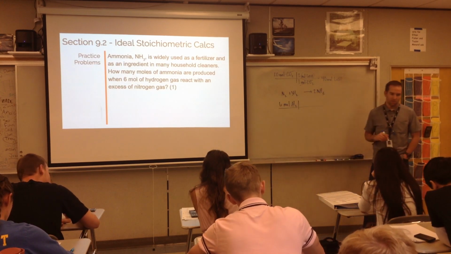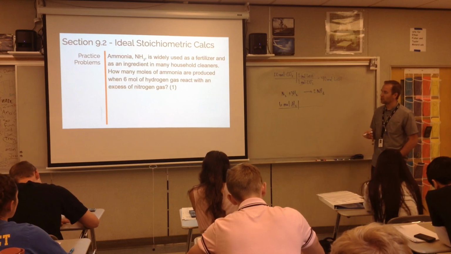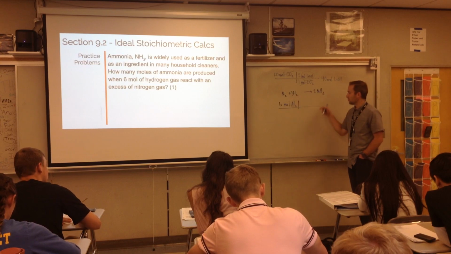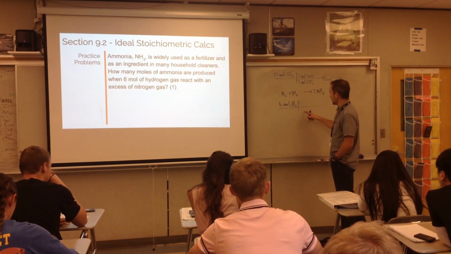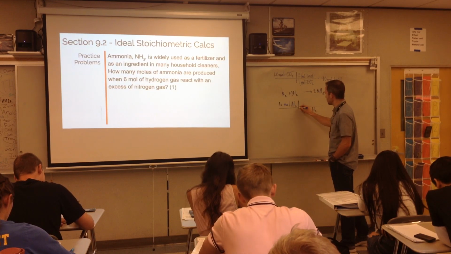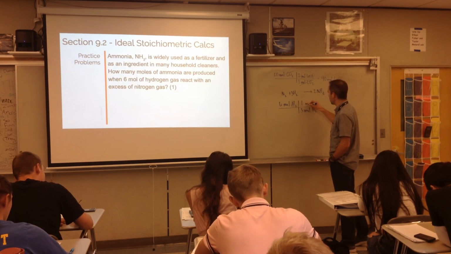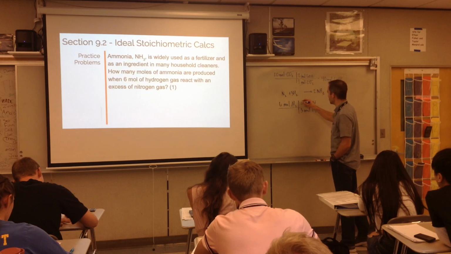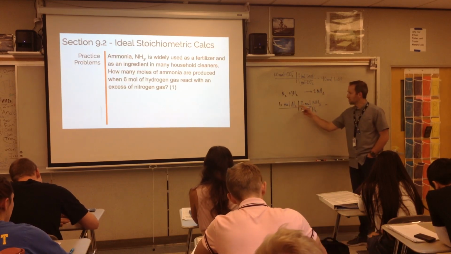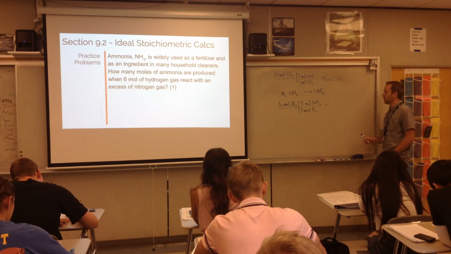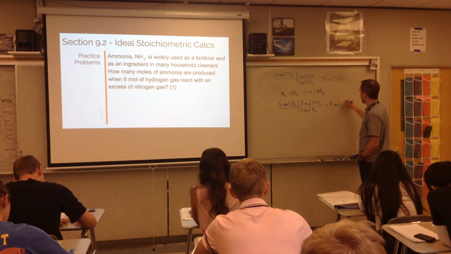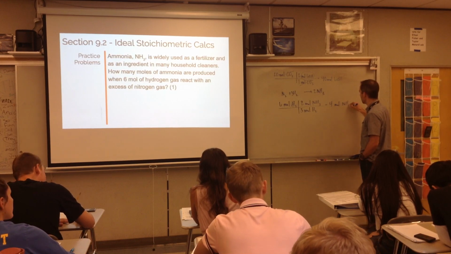And then our mole ratio. In this case, our ratio of hydrogen to ammonia is 3 to 2. Hydrogen is on the top, so it's got to go down on the bottom. 3 moles H2, 2 moles of NH3. 6 times 2 is 12, divided by 3 is 4. 4 moles of ammonia.